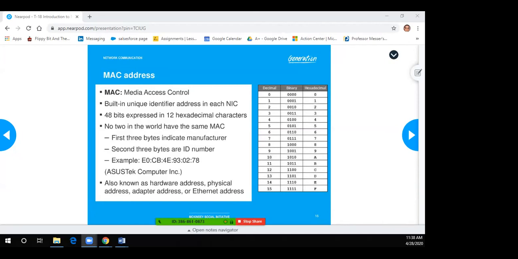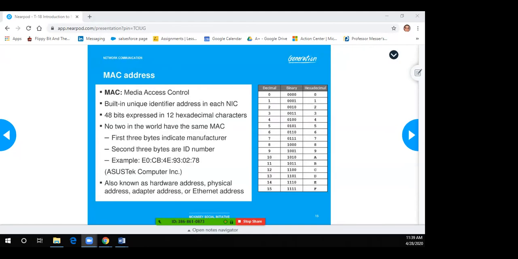So it was 0, 1, 2, 4, 8, 16, 32, 64. You get my point. 128, 256, 512, 1024. The further you can go on that binary language, the easier it's going to be for you, especially in circuit sizes and when we're talking about IPs and subnets.